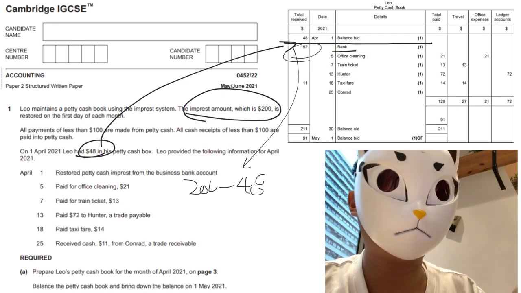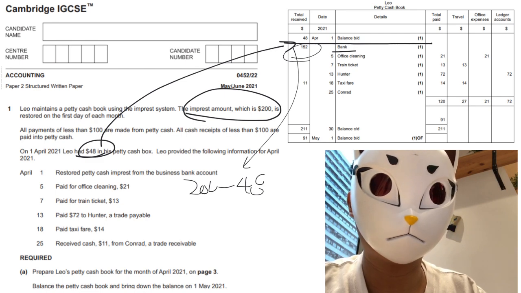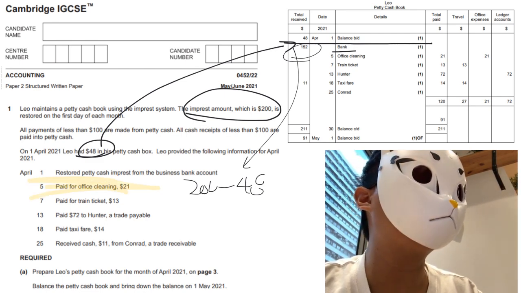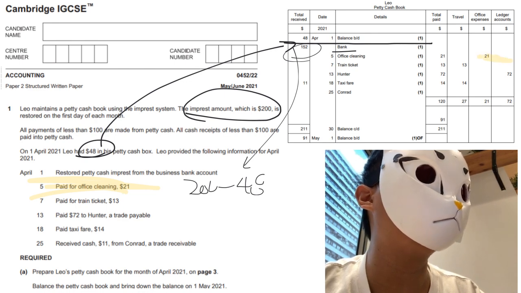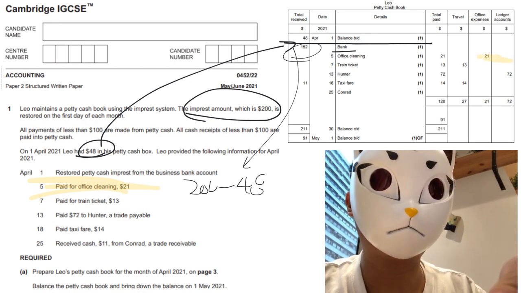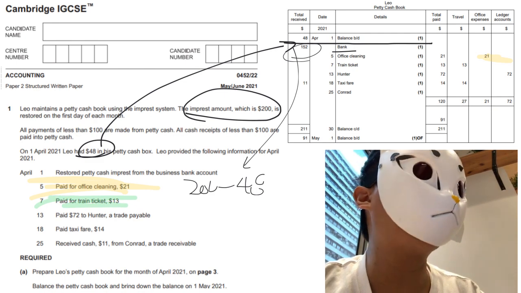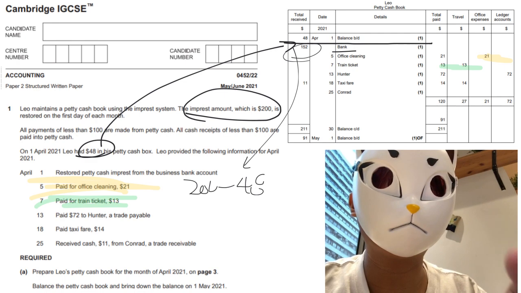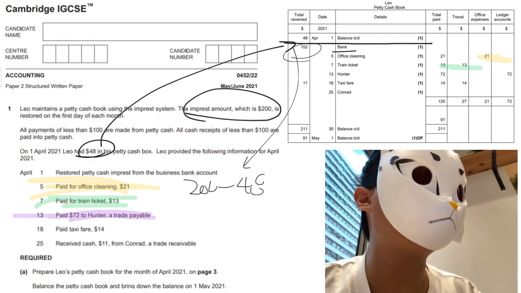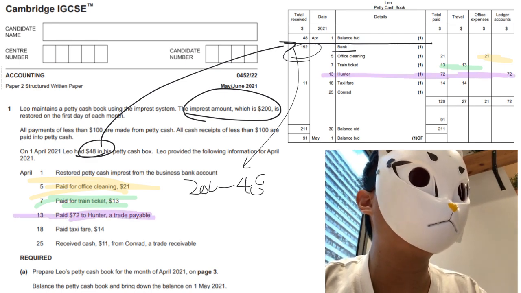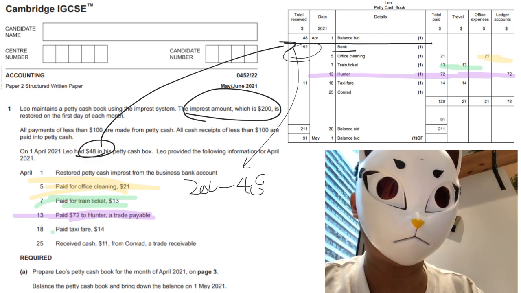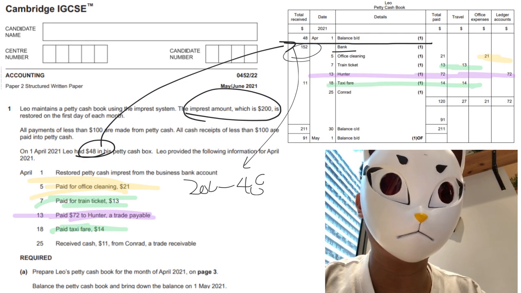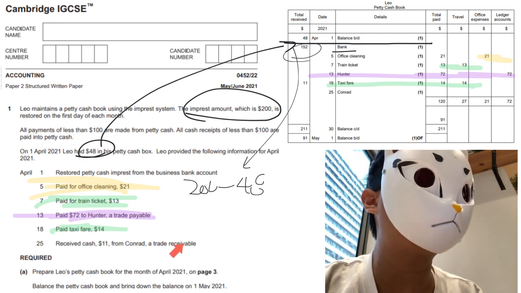First of all, this one, number 5, date 5, office cleaning. Of course, it's a kind of office expense. And then the train ticket, yes, travel expenses. And then Hunter. Hunter is a supplier, right? So a supplier goes to the general ledger. Taxi fare, of course, is travel. And the last one, receive cash, a trade receivable.